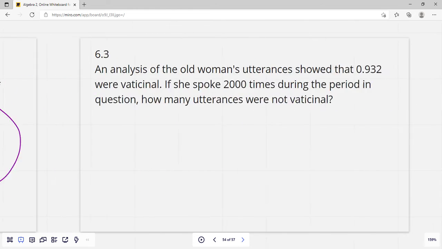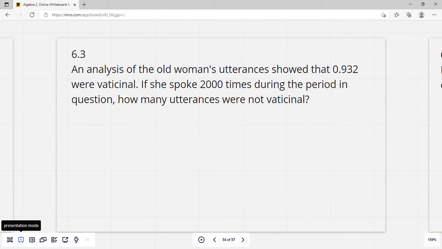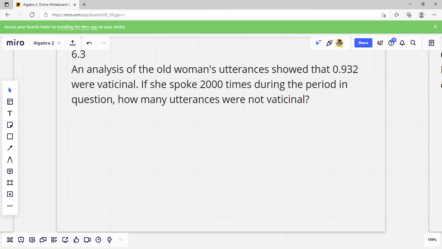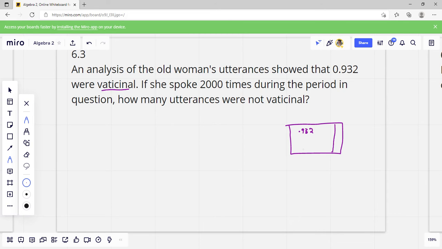Alright, an analysis of the old woman's utterances showed that 0.932 were victual if she spoke 2,000 times during the period in question. How many utterances were victual? So we're going to write that. 0.932, that's going to be almost all of it. So this is 0.932. And those are the victual, right? And so this part right here is going to be not, we'll just write not. How many were not? That's what we have to try to find, is this piece right here, okay?